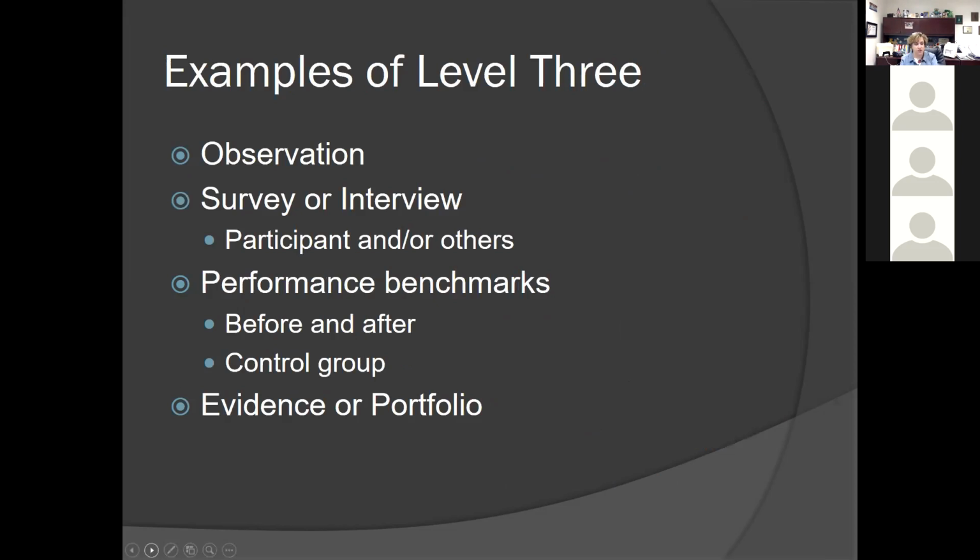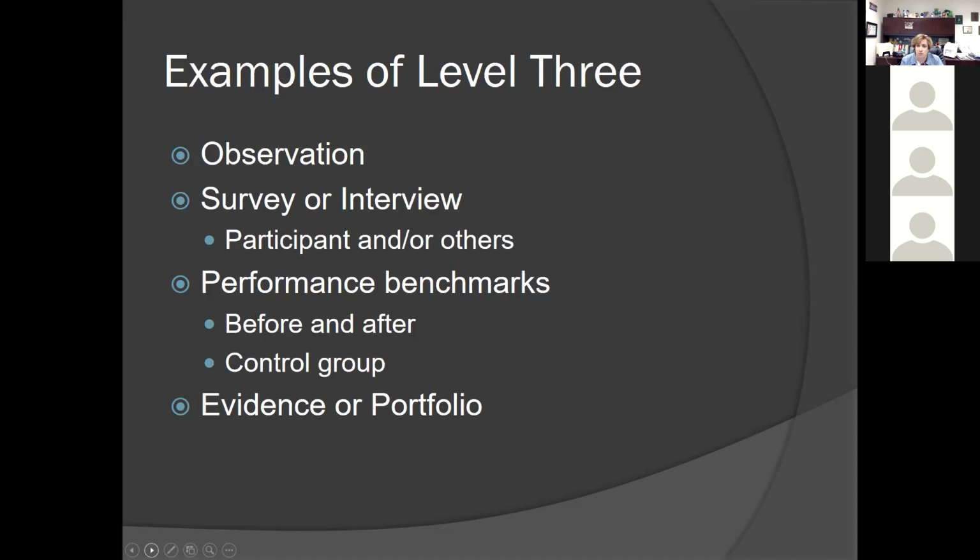So an example of a level 3 might be an observation. If you're teaching them a certain technique, then you as the instructor may follow up with them and observe them in that environment, whether it's a club meeting or whatever, and see if they have made that change. It could also be a survey or an interview with the participants or with others.